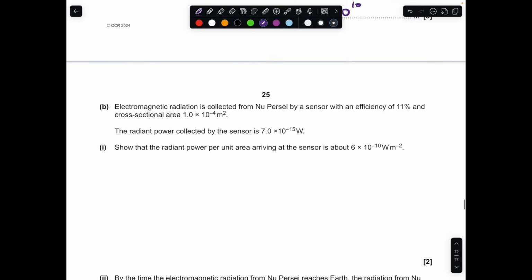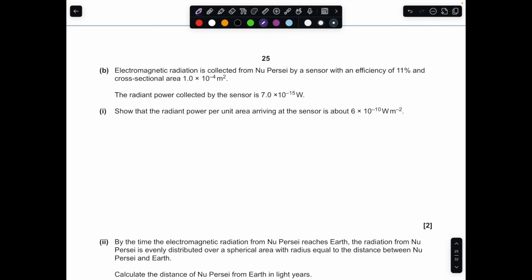Okie doke, let's move on to part B then. So it says electromagnetic radiation is collected from Nu Persei by a sensor with an efficiency of 11% and a cross-sectional area of this much. The radiant power collected by the sensor is this much, and show that the radiant power per unit area arriving at the sensor is about this much.